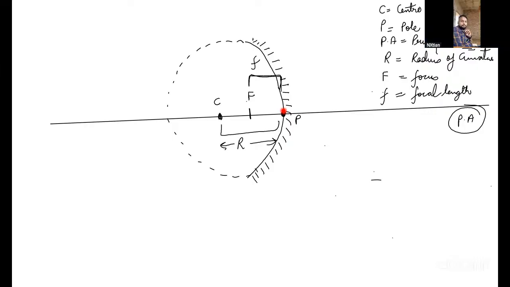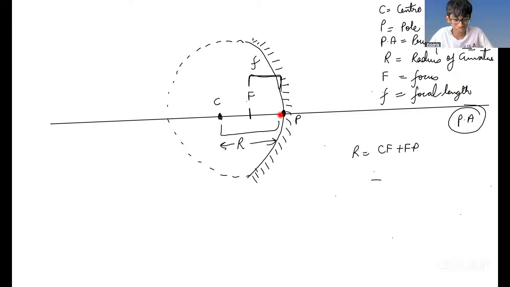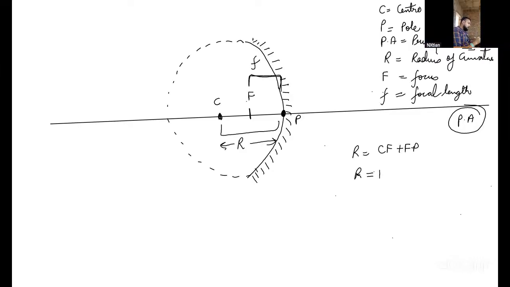Correct. Now we know the radius of curvature can be written as CF plus FP. Why? Because this is the whole radius of curvature, and it is divided into CF plus FP. Did you understand, guys? Now CF and FP are both the same because I told you this is the midpoint.